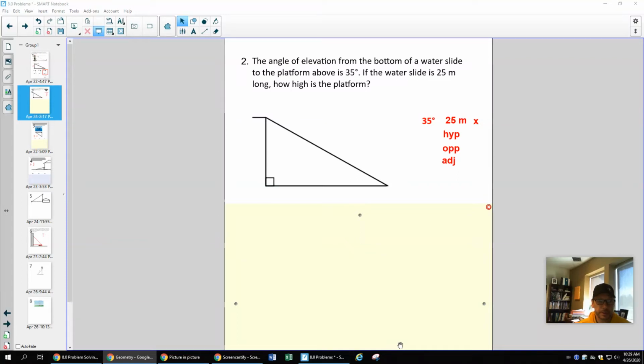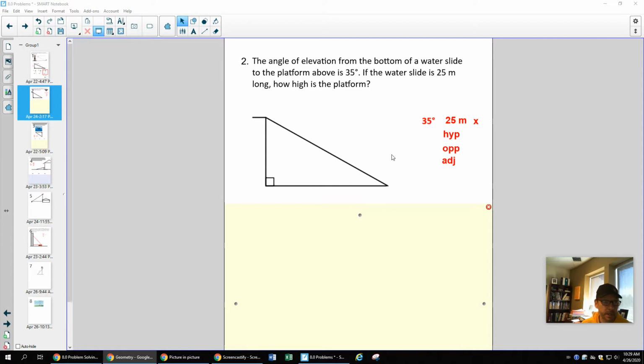Let's continue on with our second example in terms of angle of elevations and angle of depression. So our problem number 2 is: the angle of elevation from the bottom of a water slide to the platform above is 35 degrees. If the water slide is 25 meters long, how high is the platform?